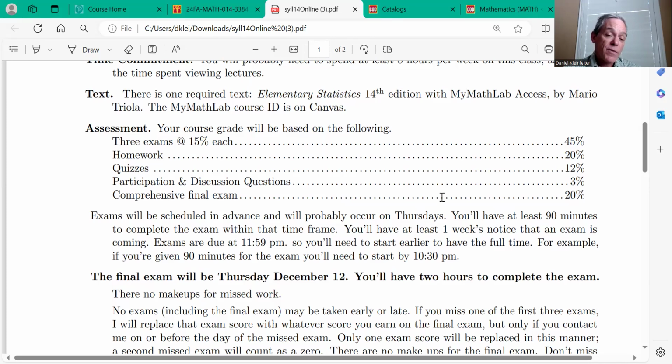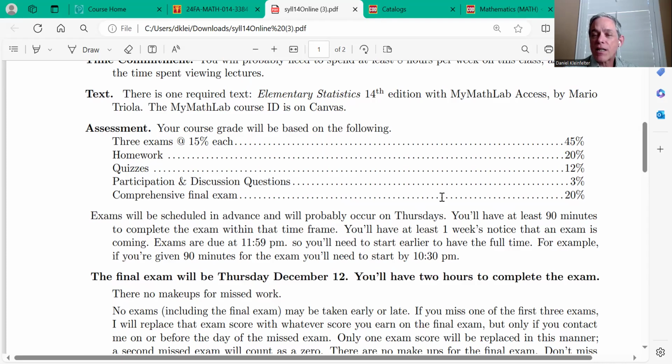So going back over some of this, the homework and quizzes are done on MyMathLab. For the quizzes, I do give you 2 attempts, and out of the 2 attempts, the better of the 2 counts. You'll see more of this when we do the MyMathLab video. Okay, participation and discussion questions. Participation, I measure that based on logging into MyMathLab and Canvas and getting the work done.